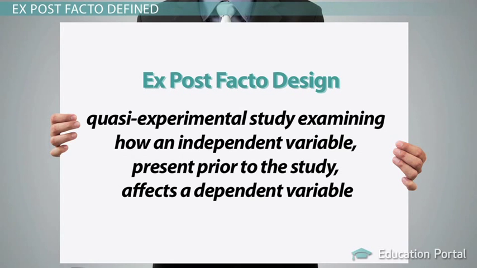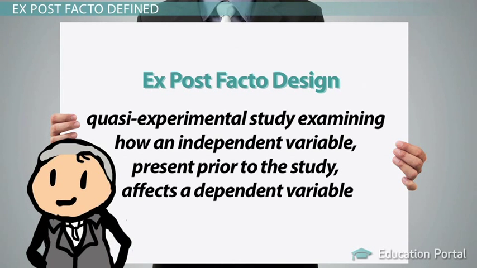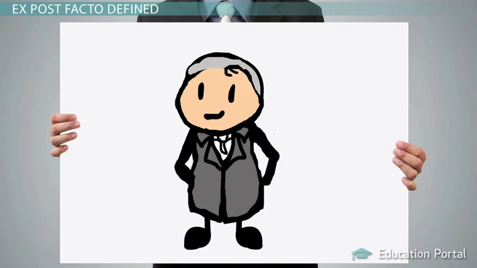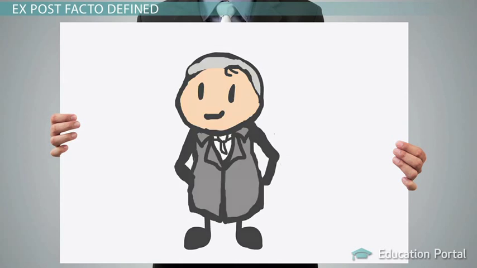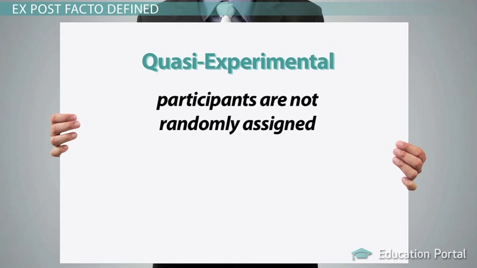dependent variable. So like we just said, there is something about the participant that we're going to study that we don't have to alter in the participant. We will make this a little clearer a little later, with some examples and descriptions. But first, quasi-experimental simply means participants are not randomly assigned.